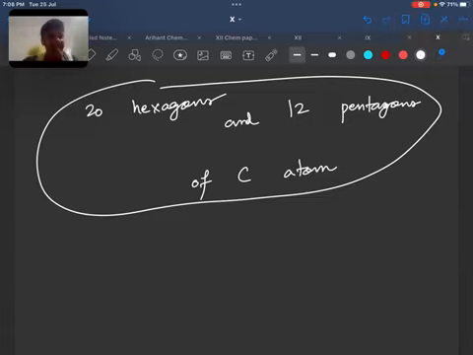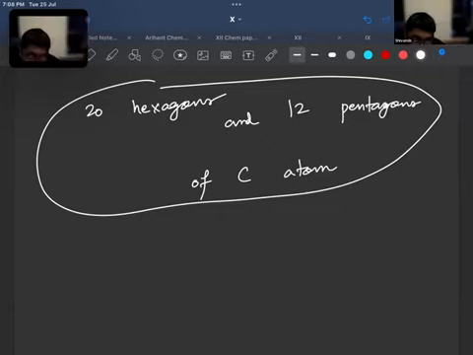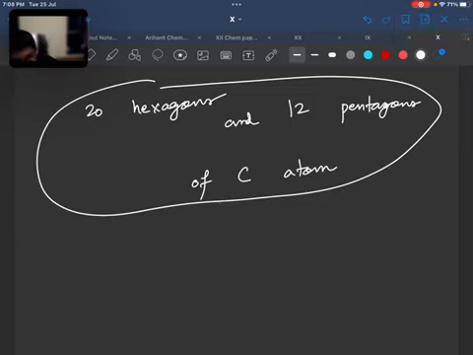What explanation can I give? You tell me why there are 20 hexagons and 12 pentagons. It's like the Taj Mahal being in Agra. Why is it there? Because Shah Jahan happened to be living there. And if you asked me why Shah Jahan was living in Agra, I'd give you the history. Similarly, whoever made C60 created 20 hexagons and 12 pentagons.